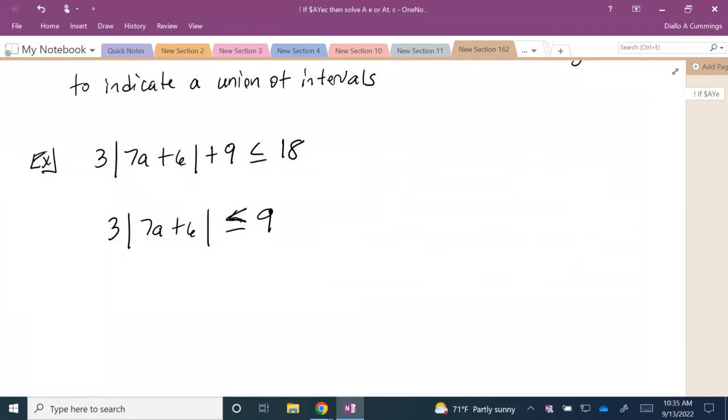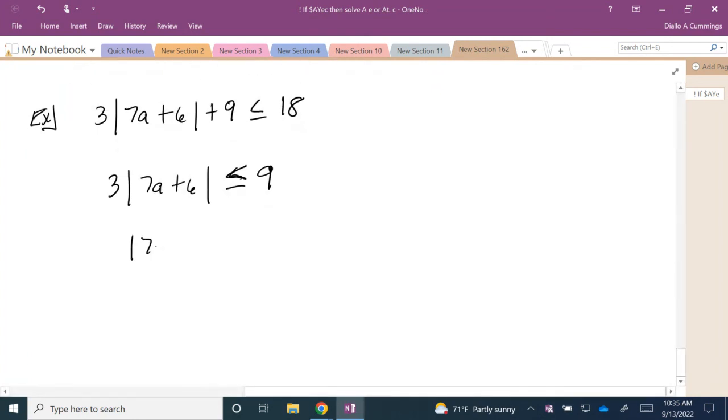I want the absolute value and not 3 times the absolute value, so I'm going to divide both sides by 3. So now we have the absolute value of 7a plus 6 is less than or equal to 3. All right, so now our absolute value is isolated. So just notice the process. When you isolate your absolute value, you want to add or subtract any terms that are on the same side as the absolute value first.